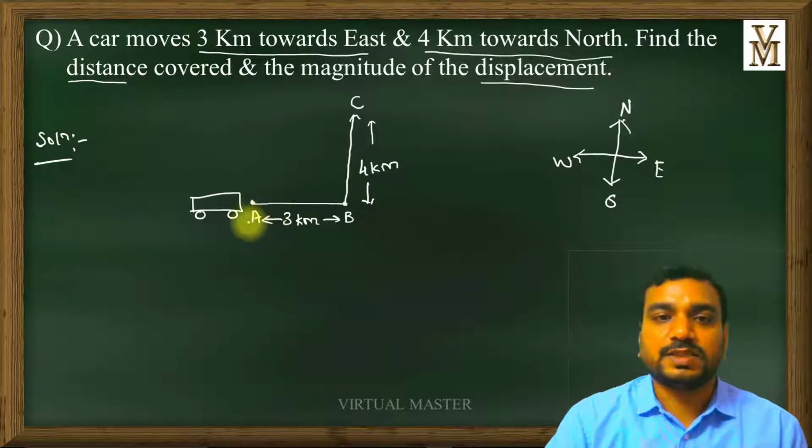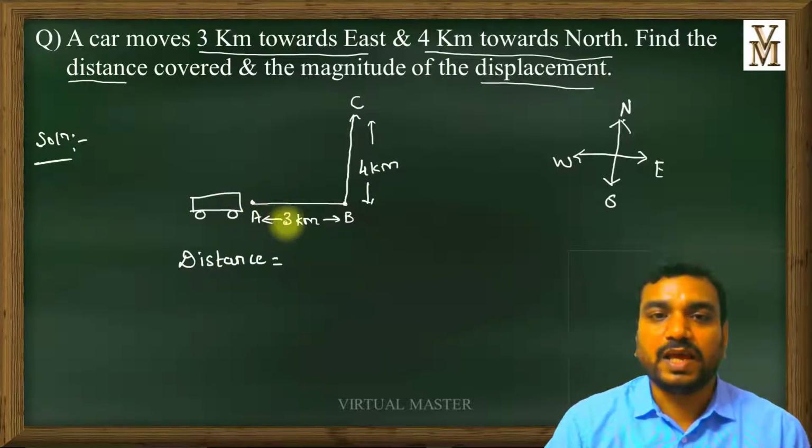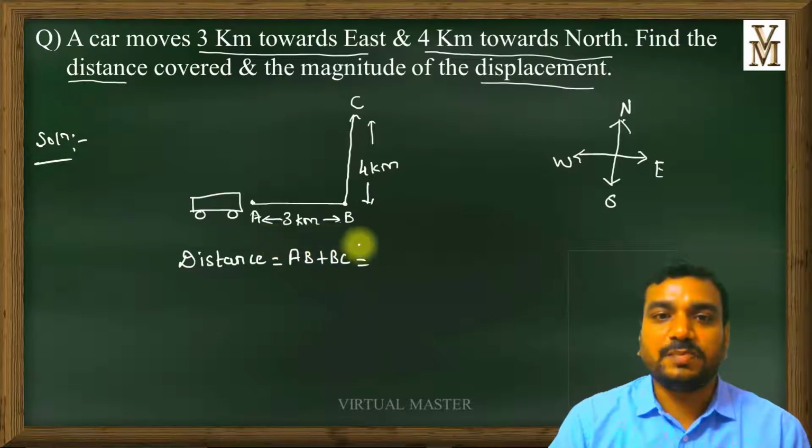How to find the distance first? Distance is nothing but the length of the path covered by the car. Here the car is covering the path from A to B, then B to C. So the total length of A to B and B to C gives the distance. So I can write distance as AB plus BC. AB is 3 kilometers and BC is 4 kilometers. So the total distance is 7 kilometers.